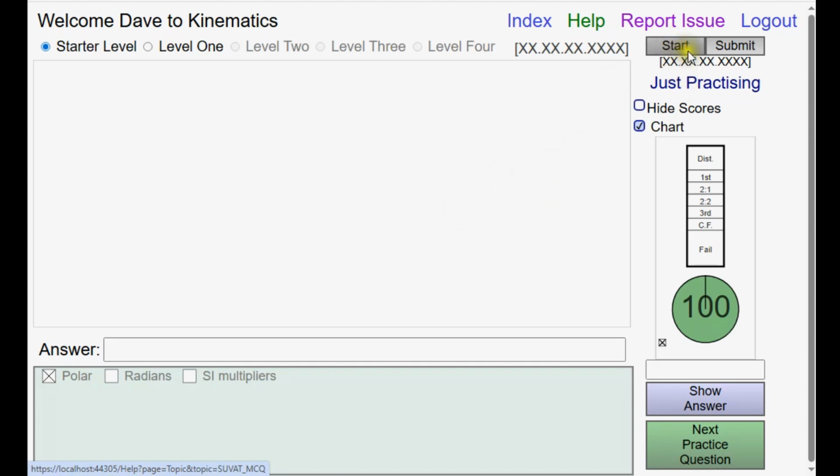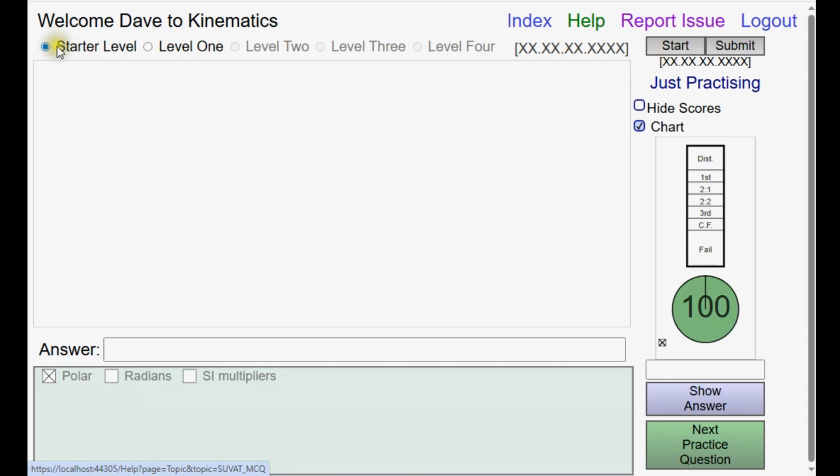There's then the start and submit buttons. You will probably never have to press the submit button. The start button allows you to start doing a quiz that will earn you marks. Now, you can do as many practice questions as you like by pressing the next practice question button, but when you're ready to actually have a go at a quiz, press the start button and the quiz will start. A quiz is a series of 5 questions.